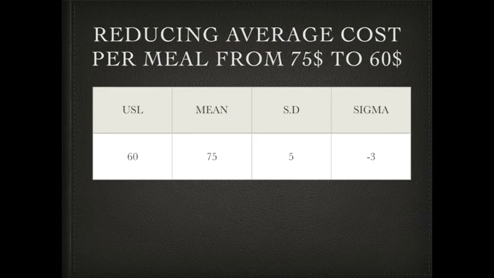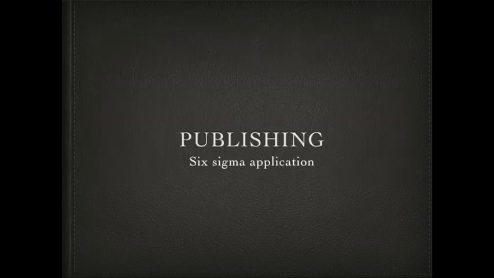So when we say it is an upper specification limit, we don't want the average cost per meal to go beyond $60. But here the mean level is beyond $60, it is at 75. So the difference between mean and the specification limit is 15 and standard deviation is 5. But since the mean is beyond the specification limit, it is not plus 3 sigma level, it is minus 3 sigma level. Now, we'll see how to apply Six Sigma in publishing industry.